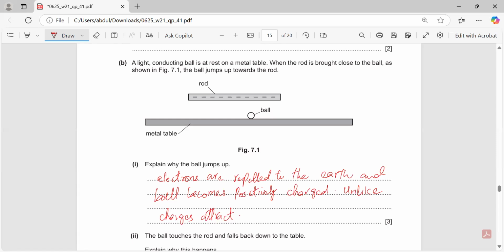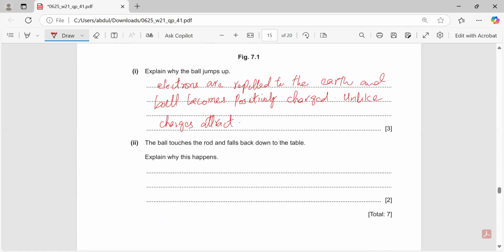By the way, this is not exactly because this is by electrostatic induction. The ball is becoming charged by electrostatic induction, and that is no more in play. Just because unlike charge concept was also there, so that's why I solved it.